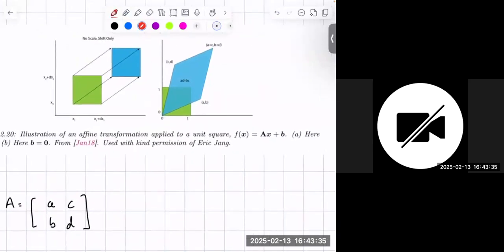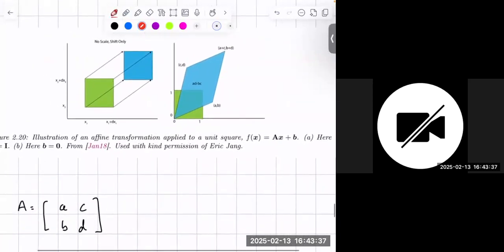Let's, for now, just look at it one by one. The first picture is just shifting. If your matrix was the identity, you're just shifting. And then, of course, you would intuitively think nothing is going to happen to the density. I'm just shifting. It's the same shape somewhere else. Density remains the same. Fine.